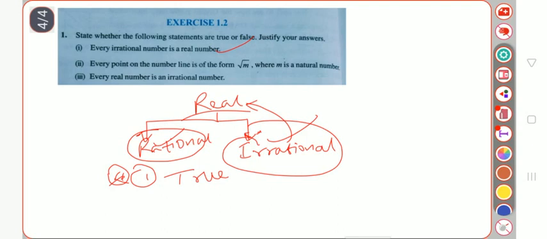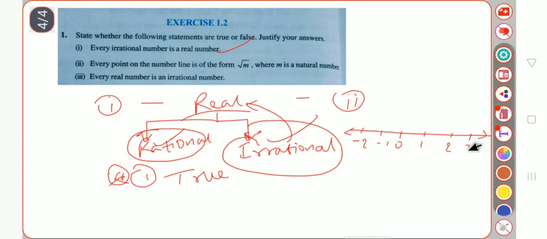Now coming to question number 2: every point on the number line is of the form root m, where m is a natural number. Remember this, it is given that m is a natural number. We will see all the points. This statement is false, and I will show how. Suppose this is the number line: this is -2, this is -1, this is 0, this is 1, this is 2, this is 3.